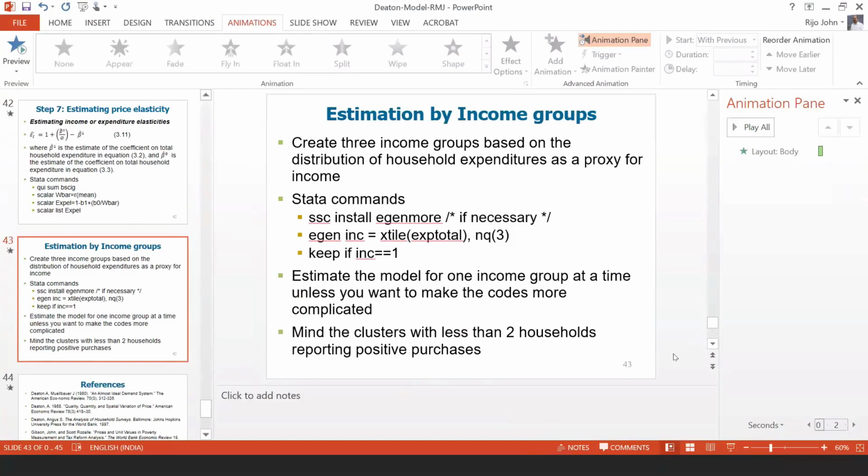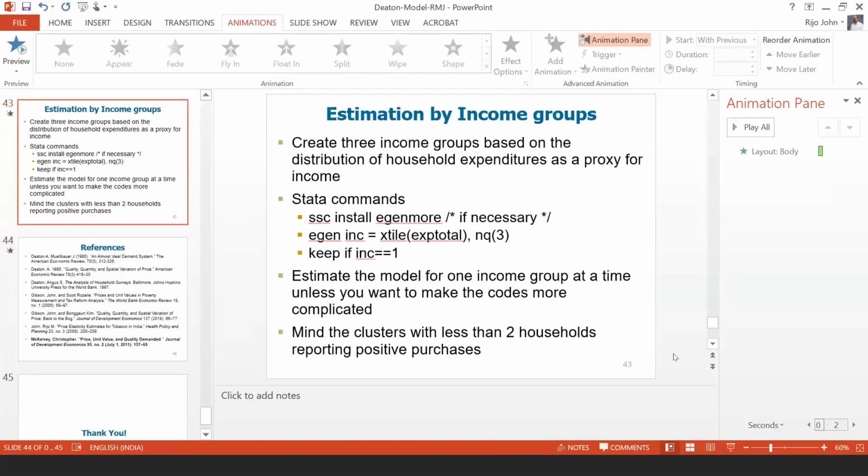So you basically generate one estimate for income group 1, the low income group, and then repeat the exercise and create it for income group 2, and so on for income group 3. Now, some people want to analyze it at a much more detailed decile level, etc. But one thing to remember here is that when we expand it to income levels, the number of clusters that are available for us to work with becomes significantly lesser, because it's quite possible that we find that there are only one or two households reporting positive purchases within an income group in a cluster, right?